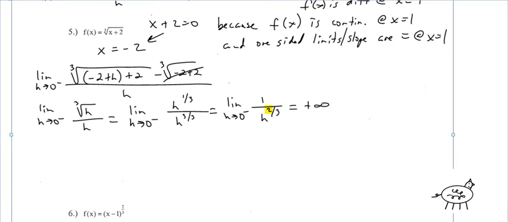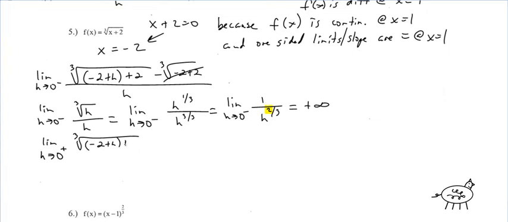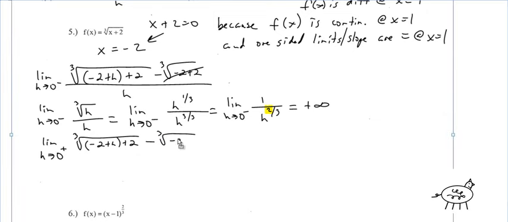So let's look at the next one here. The limit as h approaches 0 from the positive side. So we're going to do the exact same thing, math fans. It's exactly the same thing. So let's just rewrite it quickly here. The cube root of negative 2 plus h plus 2 minus the cube root of negative 2 plus 2 all over h.